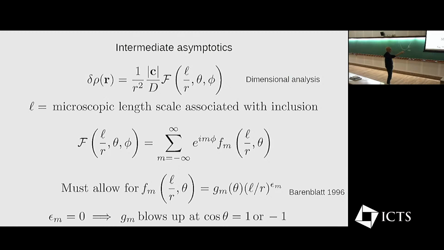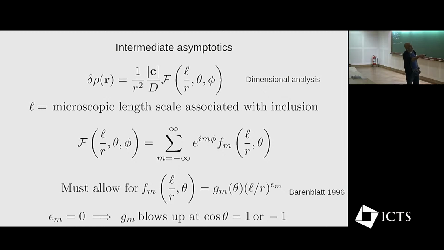If you write this object down and expand it in angular Fourier series, in case the object has a non-axis symmetry, it turns out you do have to allow for this function to have a dependence on this inner scale L over r. You can take this expression, go back to this equation, and try to write down an expression of this form without the L over r to some unknown power. What you will find, with a little bit of algebra, is that this function then blows up at cos theta equals plus or minus 1. So the point is, the naive dimensional analysis without the anomalous scaling fails in general.